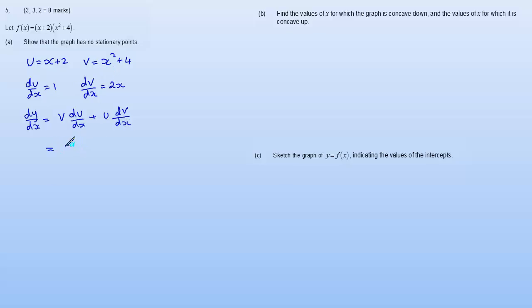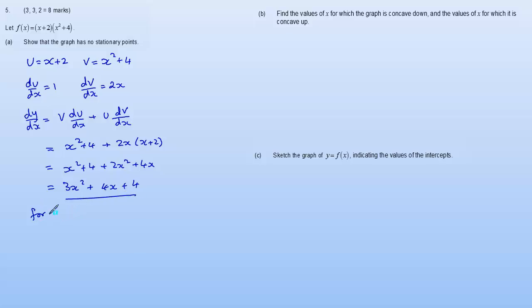So that's going to be x squared plus 4, plus 2x times (x plus 2). So that's x squared plus 4 plus 2x squared plus 4x, which is 3x squared plus 4x plus 4.